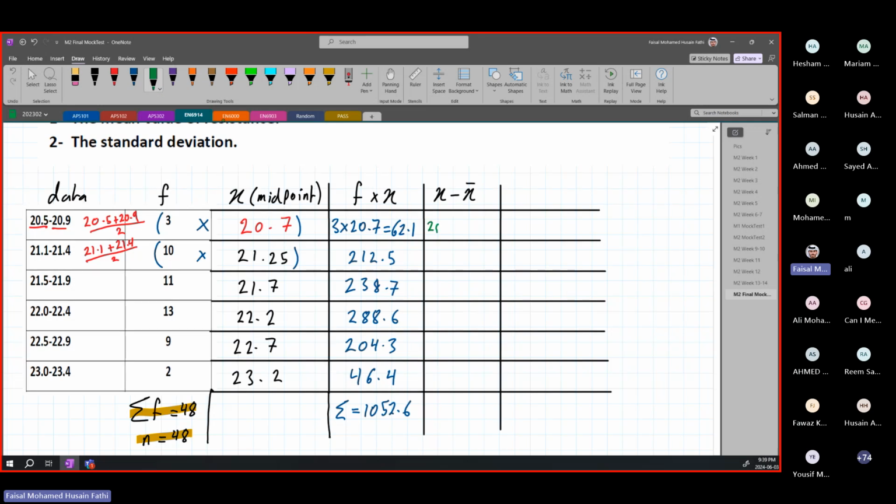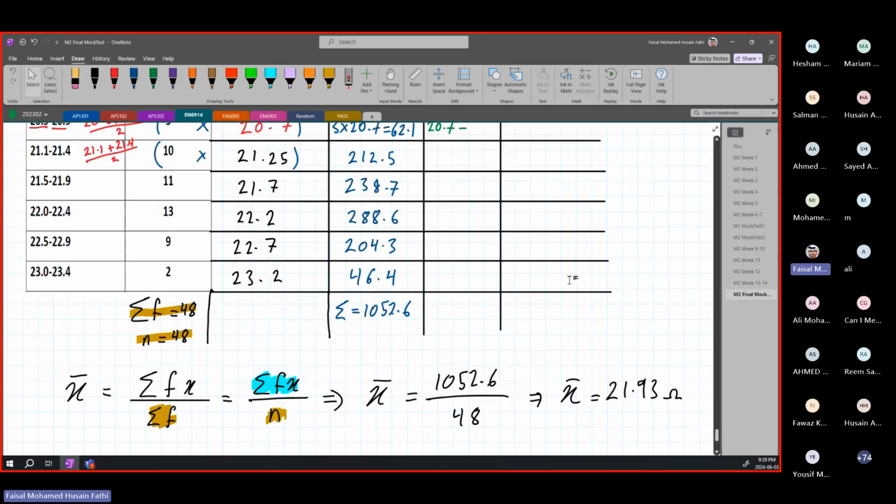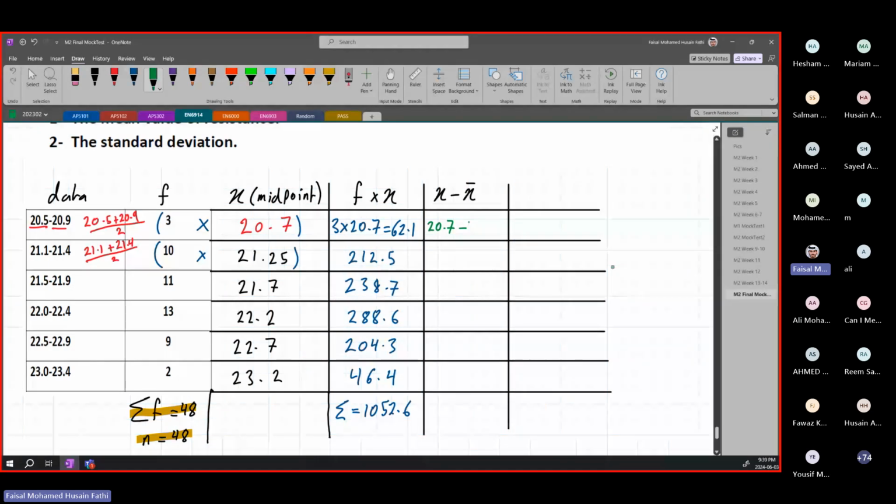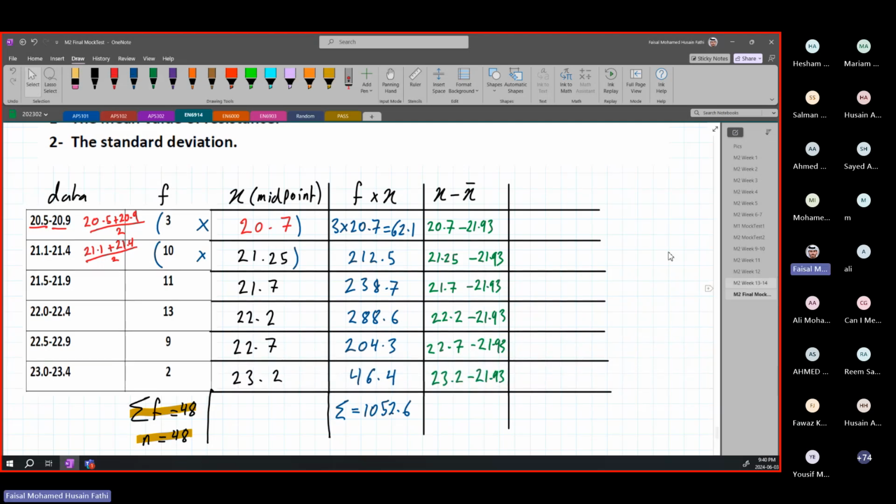So it's going to be 20.7 minus our mean value, 21.93. This is what we are going to be doing for all of them. The next one is 21.25 minus 21.93. Next one is 21.7 minus 21.93. Next one is 22.2 minus 21.93, 22.7 minus 21.93, and the last one is 23.2 minus 21.93. And these values now you're going to be squaring them.